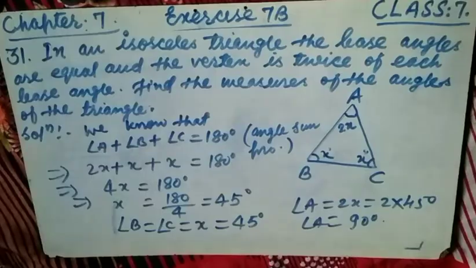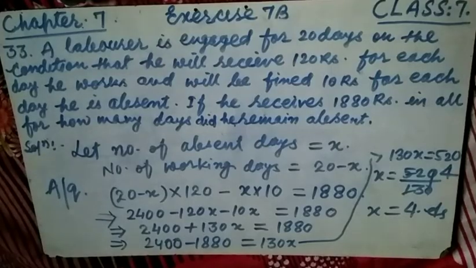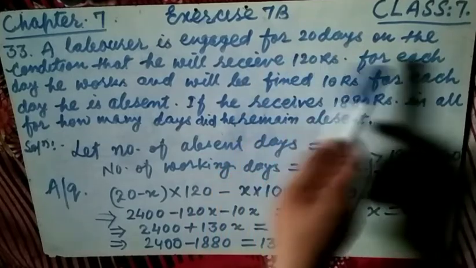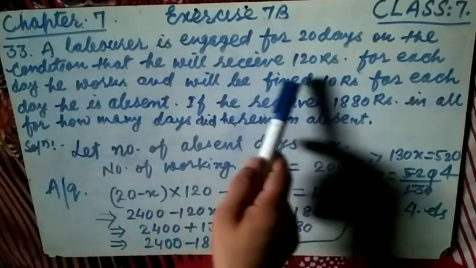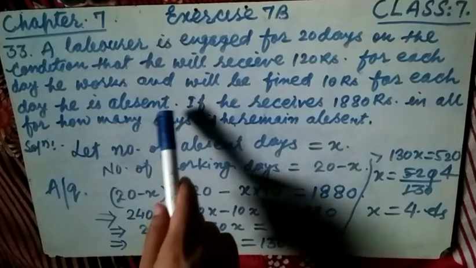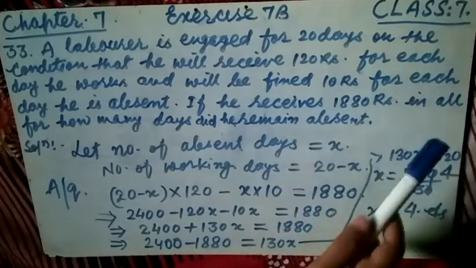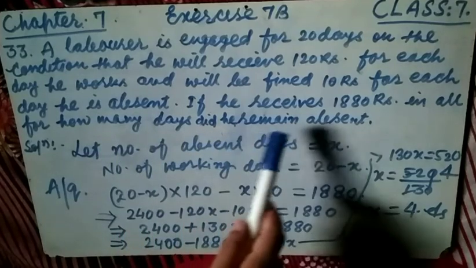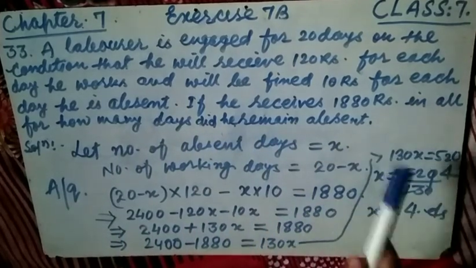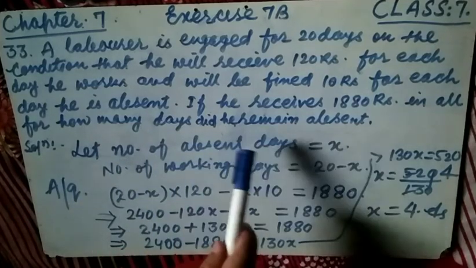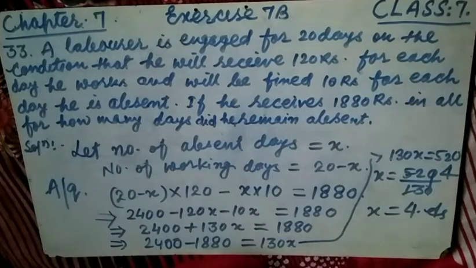Okay, now next question. Friends, see question number 33. A laborer is engaged for 20 days on the condition that he will receive 120 rupees for each day he works and will be fined 10 rupees for each day he is absent. If he receives 1880 rupees in all, for how many days did he remain absent? Now see, it is a simple question.